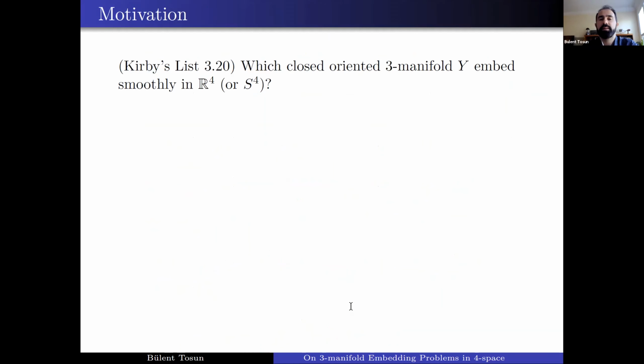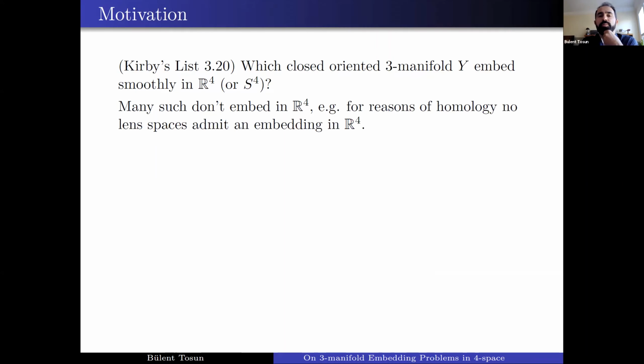Okay, so let me start with some motivation, in particular the classic problem, which asks which closed oriented three-manifolds Y embed smoothly in R4. It doesn't matter if it embeds in R4 or S4, it will embed in one if and only if it embeds in the other. And with some simple algebraic topology, you can see that many such manifolds don't embed in R4, just for reasons of homology. For example, lens spaces never embed in R4.